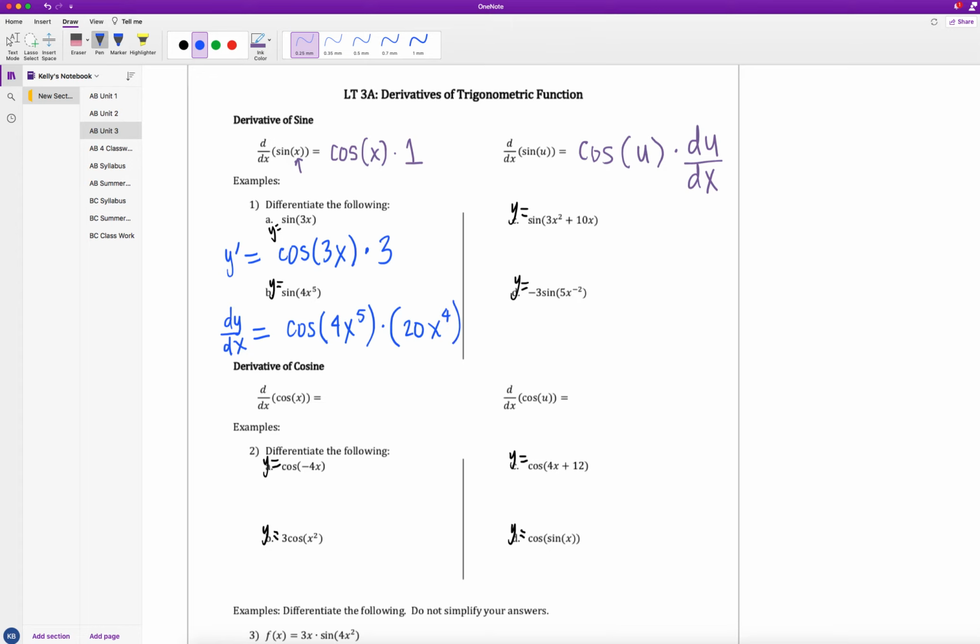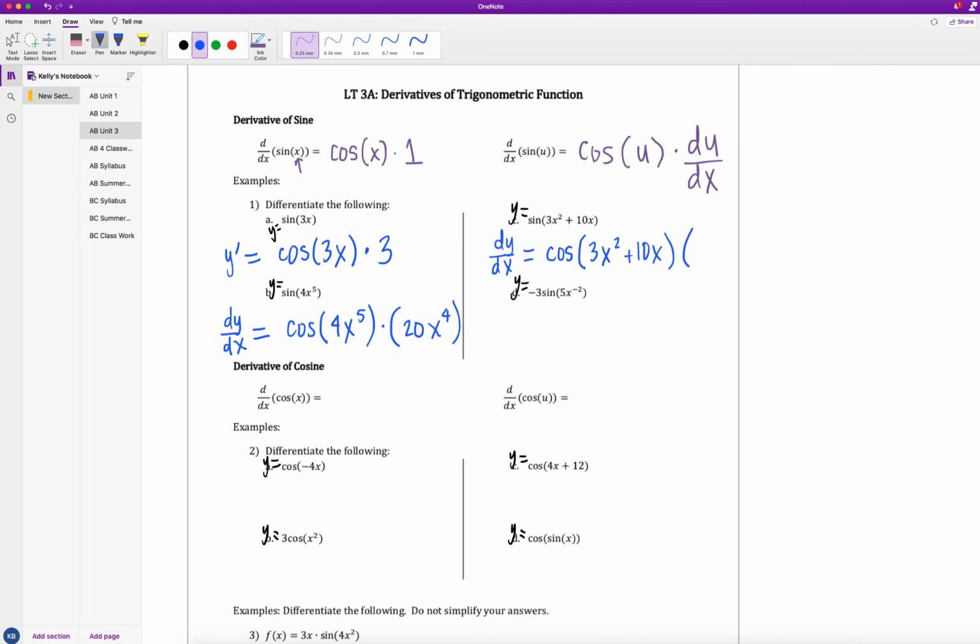Hey, why don't you guys pause the video and do example C on your own first. So in example C, we have the function y equals sine of 3x squared plus 10x. And we're wanting to differentiate that function or find the derivative. I'm going to use dy over dx again to represent the derivative. I could use y prime. Those notations are interchangeable. My outside function here is sine. Derivative of sine is cosine. Keep the inside the same.